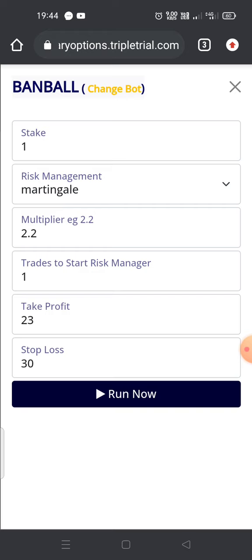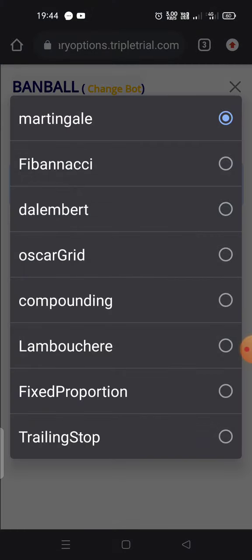Now that's the Martingale. We have the Fibonacci. The Fibonacci follows a sequence of numbers. There is this thing called the Fibonacci series, and it works this way. The Fibonacci numbers start from 0. So we have 0, we have 1, and then the next number in the series will be the sum of the previous two numbers. If you have 0 and 1, the next number will be 0 plus 1, which is 1.